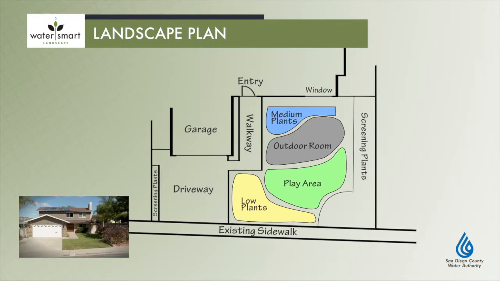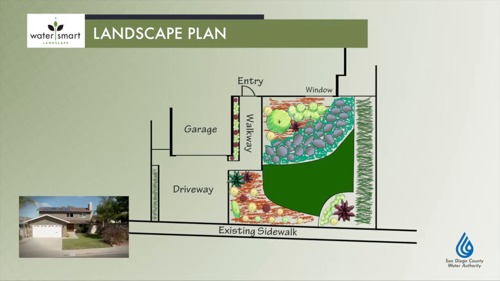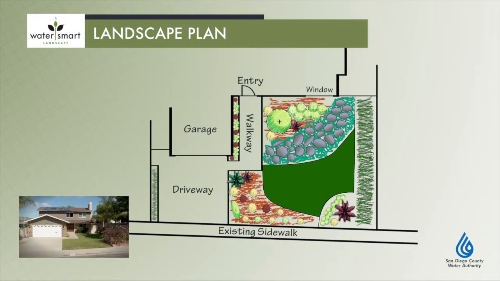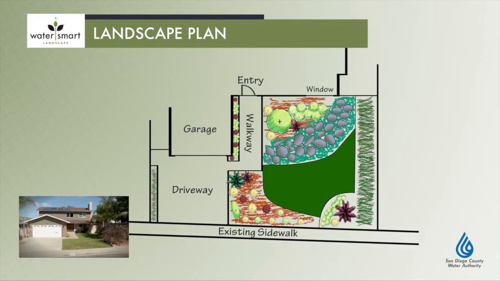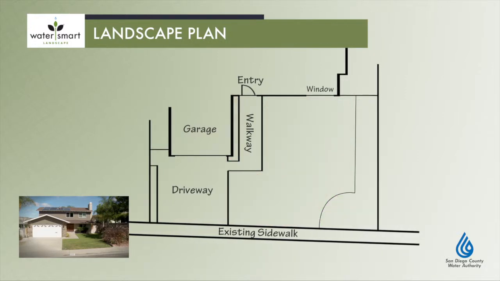Consider creating a master landscape plan. Even if you don't plan to implement it all at one time, having a master plan will help you work towards your water-smart landscape target. Let's go back to our plot plan and factor in our growing conditions.